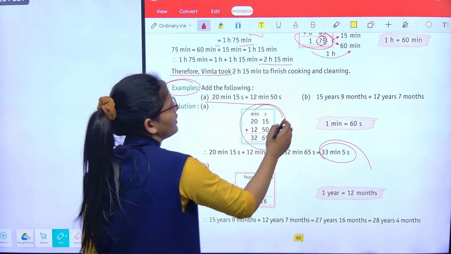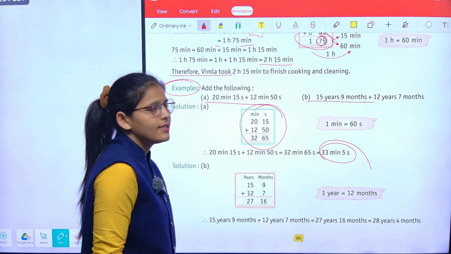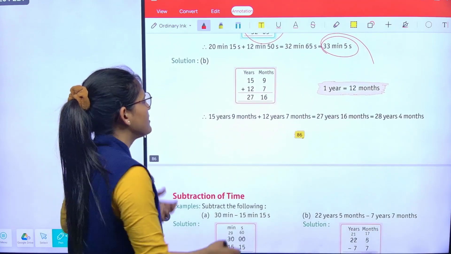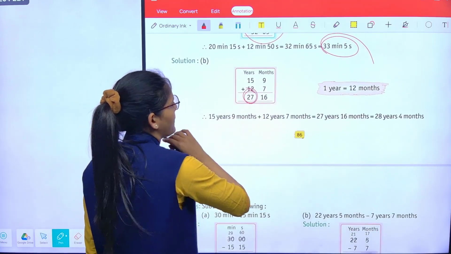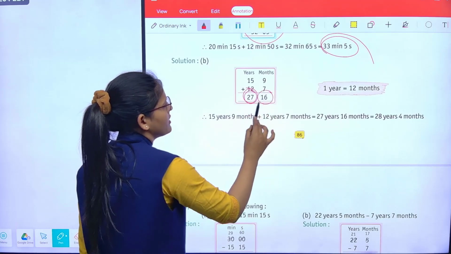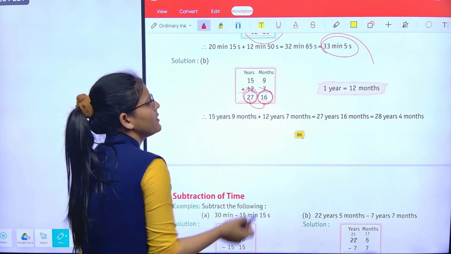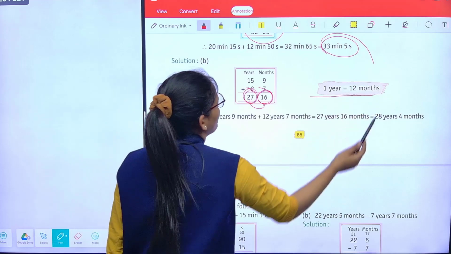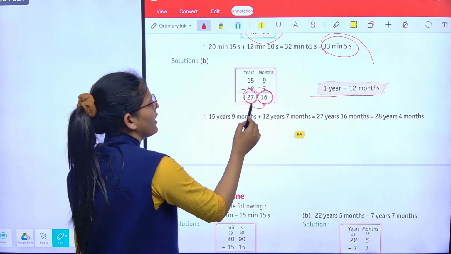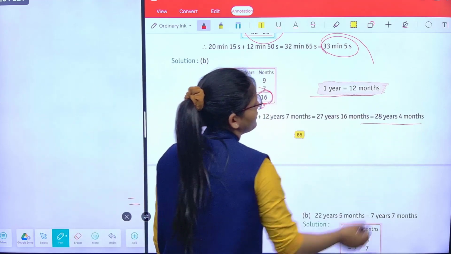Solution B, that is 15 years 9 months plus 12 years 7 months. Again class, 27 years 16 months. Now class, 16 months means, since 1 year is equal to 12 months, so 28 years plus 4 months.